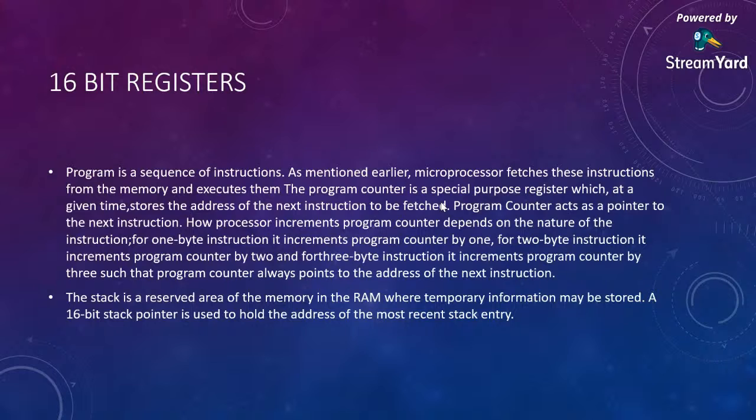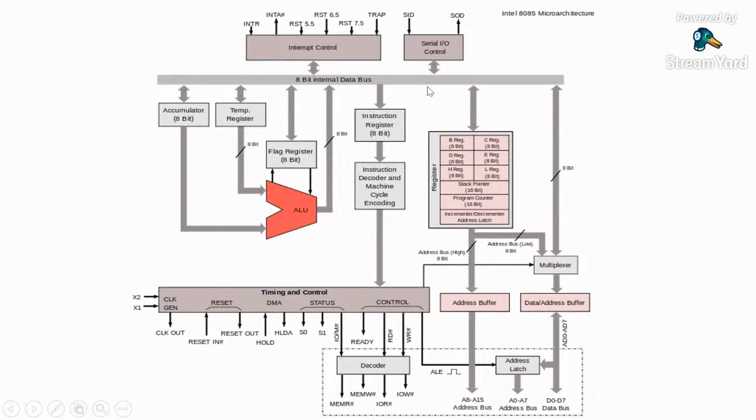So the program counter holds 16 bits because it records the memory address. The stack is a reserved area of memory in the RAM where information may be stored. A 16-bit stack pointer is used to hold the address of the most recent entry in the stack.